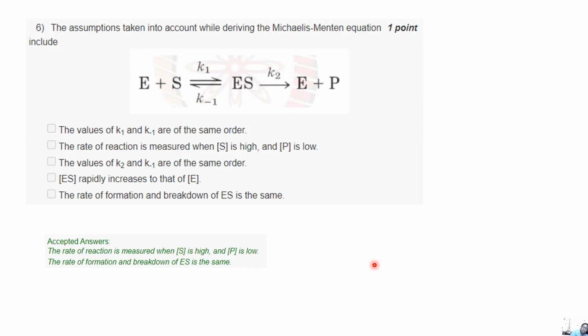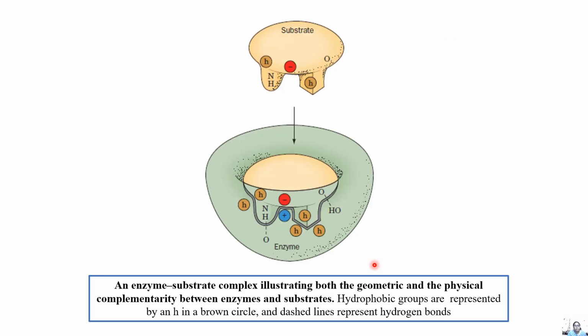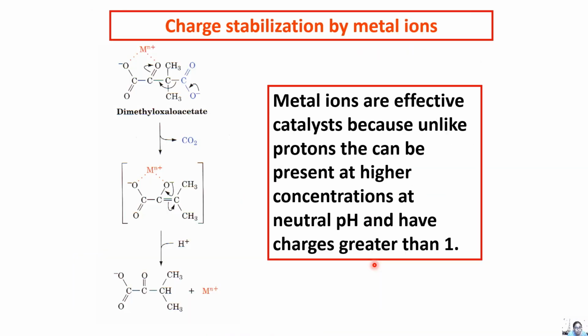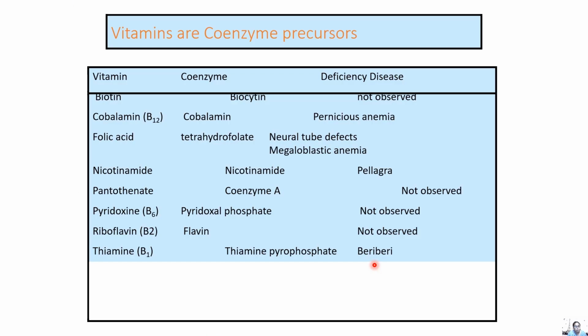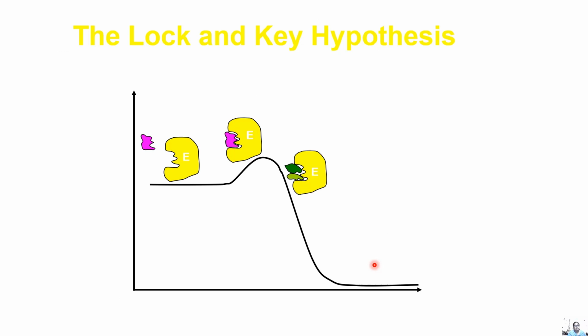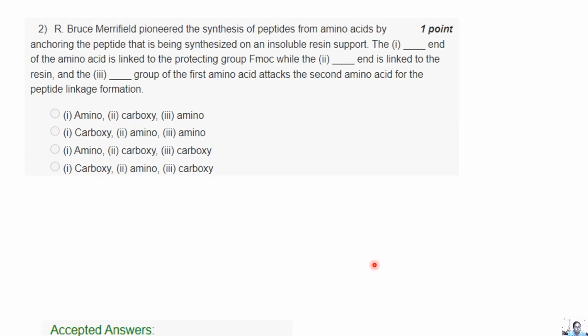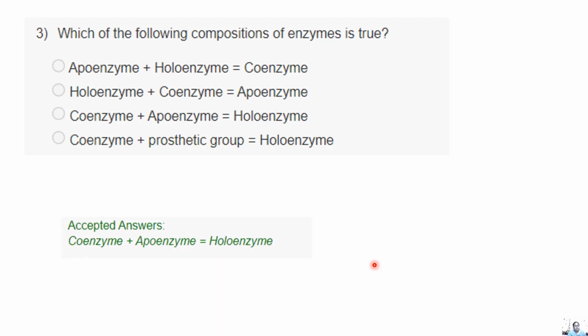So if we go back to the question we started with, apoenzyme plus coenzyme will give rise to holoenzyme. That was the question, and that is exactly what we reach at the end of this discussion. Coenzyme plus apoenzyme will be holoenzyme. So that is the correct answer.